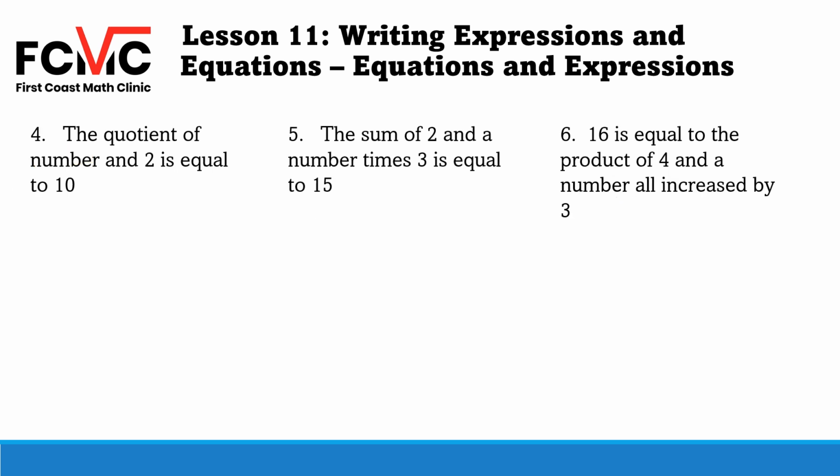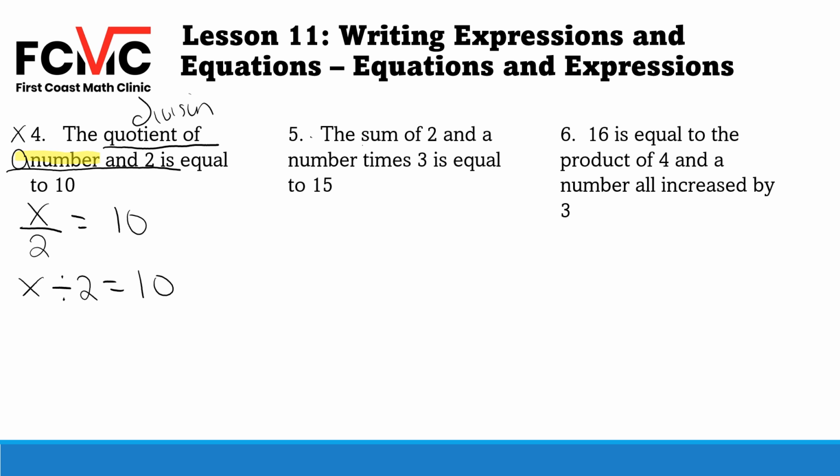So number 4, we want the quotient of a number and 2 is equal to 10. So we want a number. I left out a, so we add that in. And we want the quotient, so quotient is division. A number and 2, so we're dividing a number, so that's our x and 2, so we'll have x divided by 2, or we could write x divided by 2 is equal to 10.